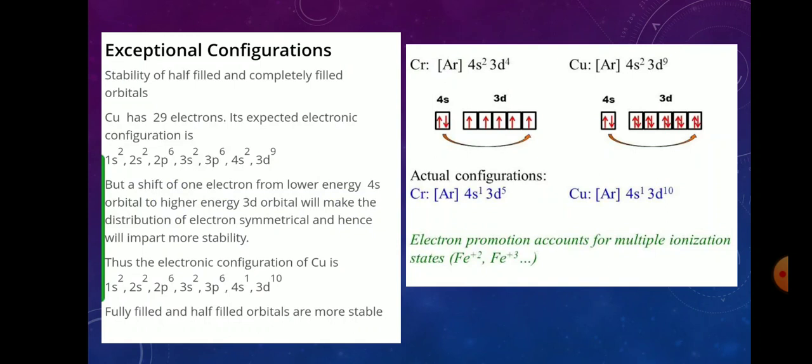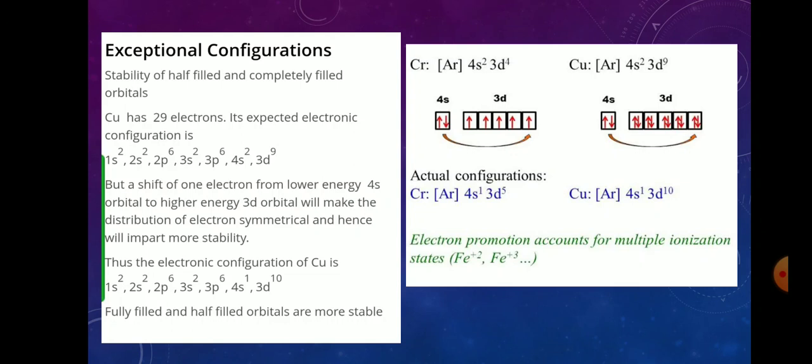Exceptional configurations. Stability of half-filled and completely filled orbitals. Cu has 29 electrons. Its expected electronic configuration is 1s2, 2s2, 2p6, 3s2, 3p6, 4s2 and 3d9. But a shift of 1 electron from the lower energy 4s orbital to the higher energy 3d orbital will make the distribution of electrons symmetrical and hence will impart more stability. Thus, the electronic configuration of Cu is 1s2, 2s2, 2p6, 3s2, 3p6, 4s1 and 3d10. Fully filled and half-filled orbitals are more stable.